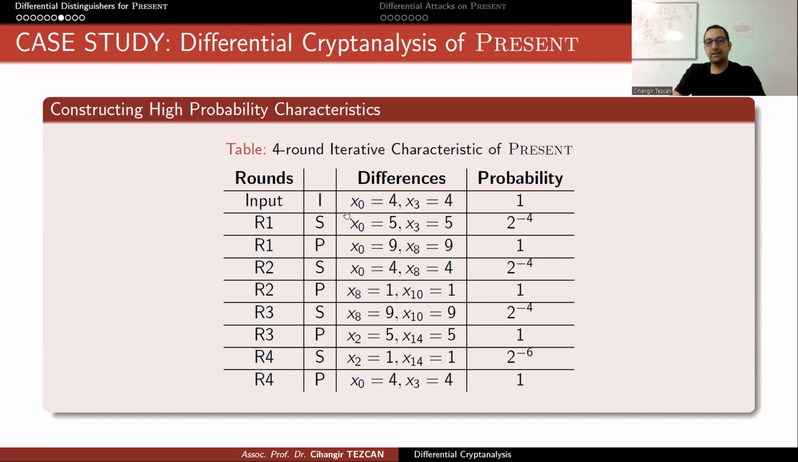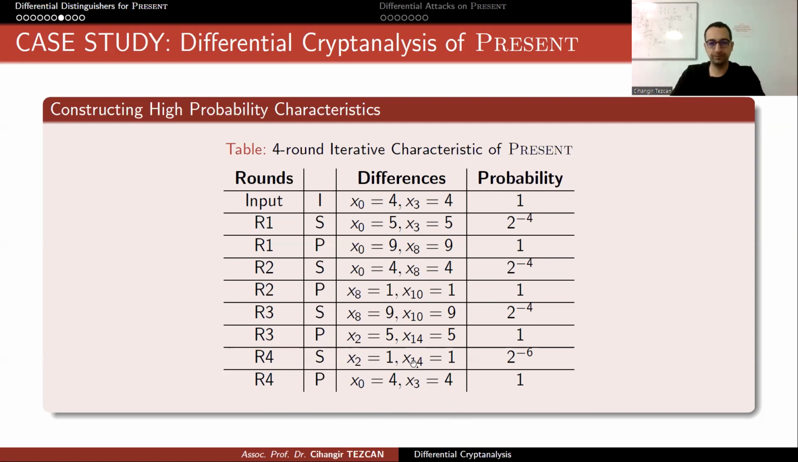This is because I started with the input difference at these two bit positions, and there were 0 differences on the remaining 62 bits. After 4 rounds, I'm still at the same position. Okay, this is the same as this. This means that you take this table and put it below it. Now you have an 8-round characteristic. So you can repeat it as many times as you want.